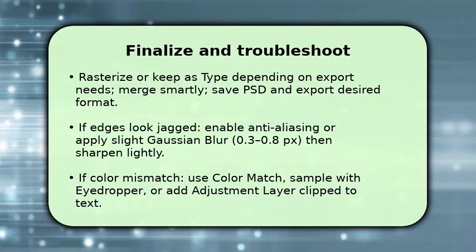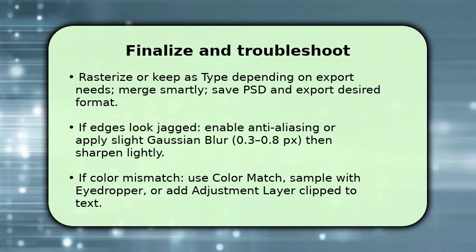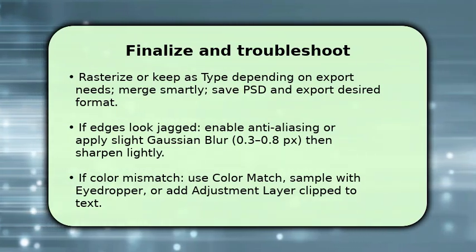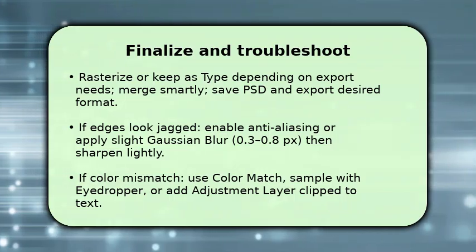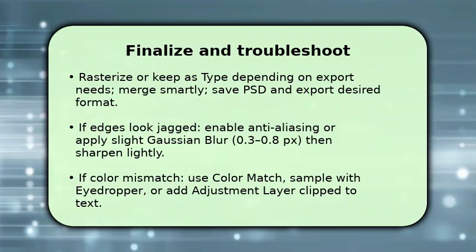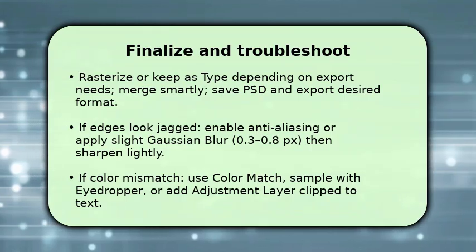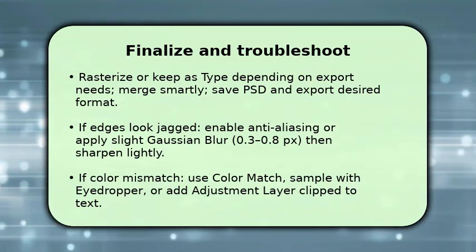If edges appear jagged after placement, make sure anti-aliasing is enabled or apply a tiny Gaussian blur and then a gentle unsharp mask to restore crispness. If color or lighting differs, use a clipped adjustment layer or color match and sample from the surrounding area. If something still looks off, revert to your duplicated original.